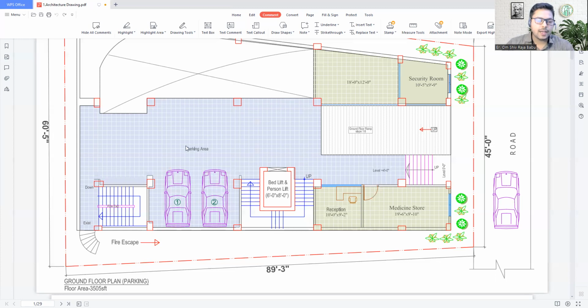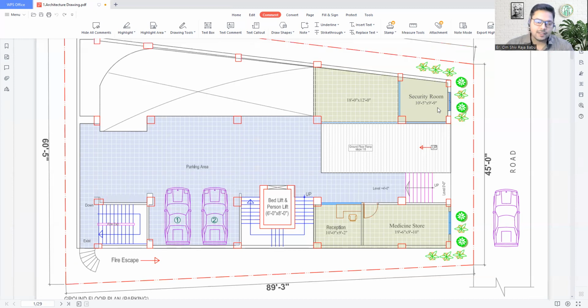Then you can see we have this parking area all over the place, and then we have another stair right from here. This stair is taking you down to the basement, which is leading you to the fire escape area. So here is the exit, and this is the fire escape, and this stair is taking you down, not to the next floor. Over here we have the slope, and then we have this fire escape. Then we also have one more space which is not allotted for anything in particular, but we have this security room over here, and this security room has the dimension of 10 feet 5 inches by 9 feet 9 inches.